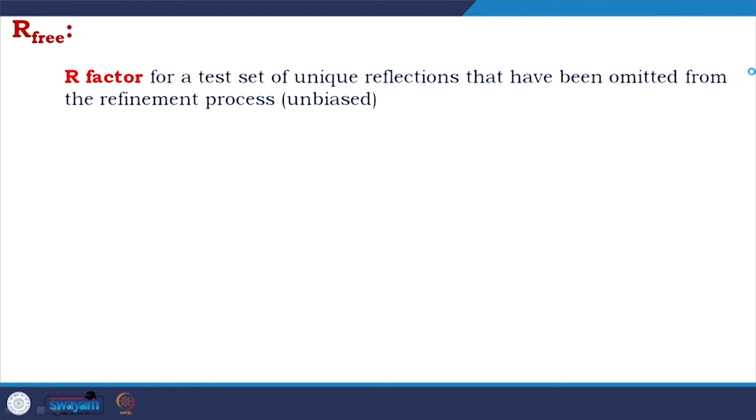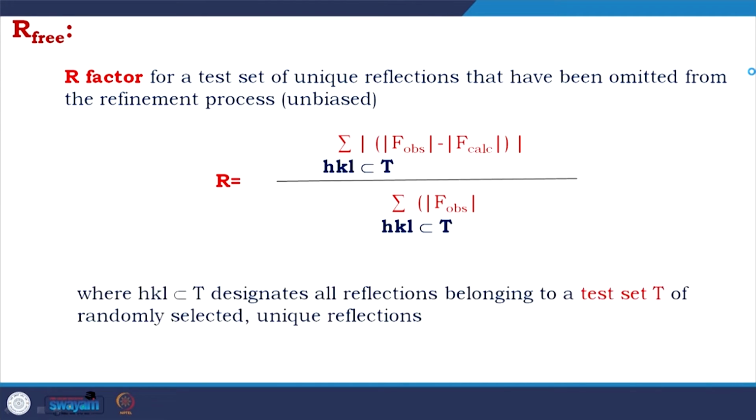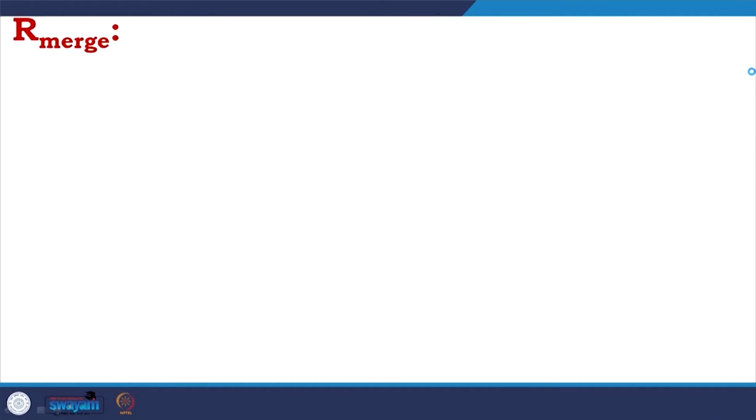So, R free, R factor for a test set of unique reflections that have been omitted from the refinement process. I already talked about that. R equals sum over H in T with the same formula, absolute F obs minus F calc by F obs summation, where H in T designates all reflections belonging to a test set T of randomly selected unique reflections. The size of the test set is commonly 10% of the data set.